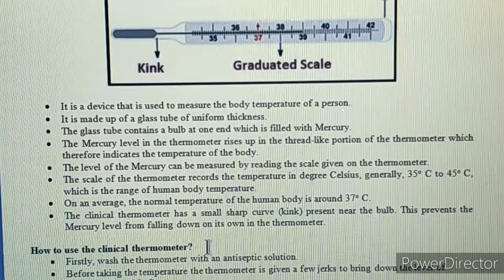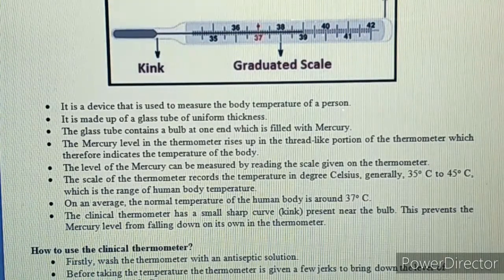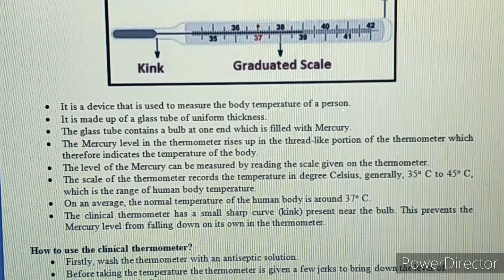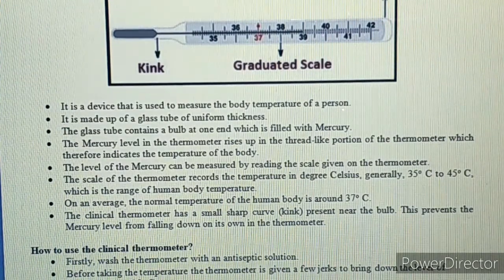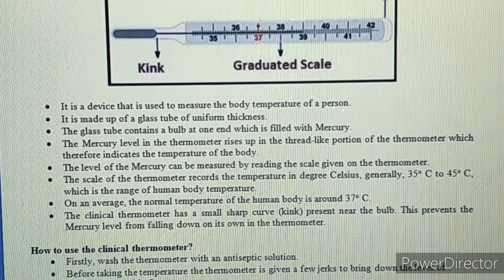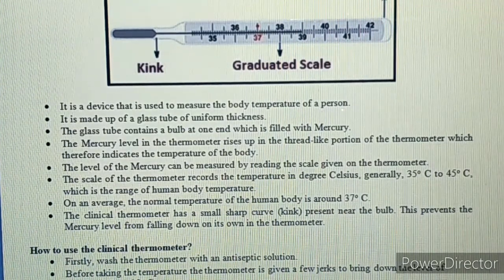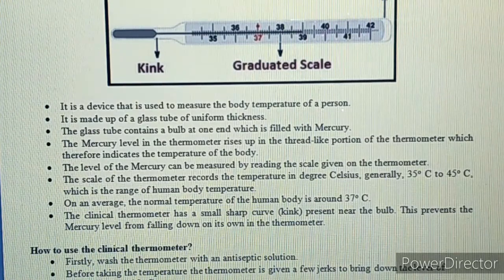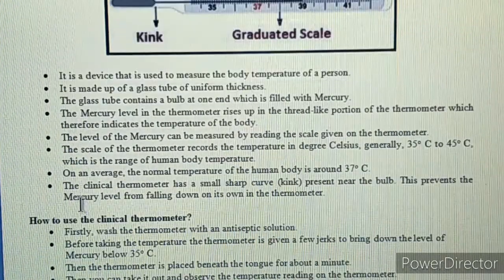So when the mercury expands, it pushes through the kink, but when the thermometer is taken out of the patient's mouth, the mercury does not go back to the bulb, so the doctors can read the patient's temperature easily. That is why it is very useful, and that is why this kink is present in the clinical thermometer.